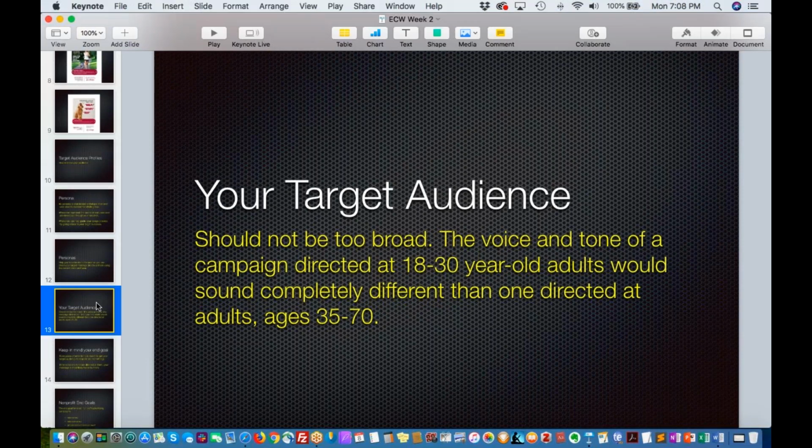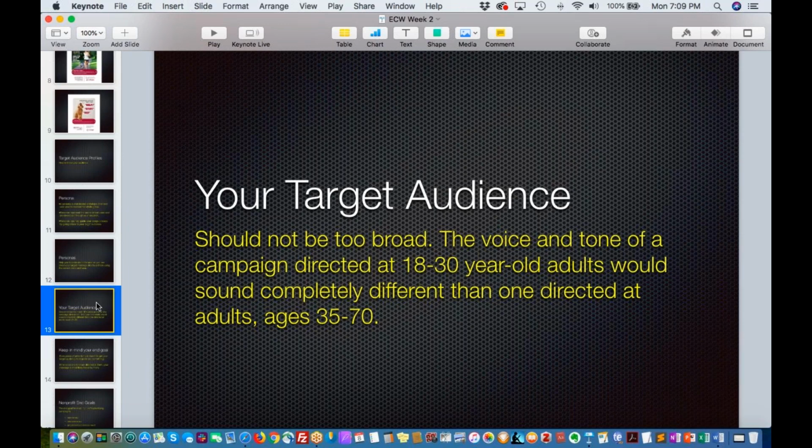So you want to make sure your target audience is not too broad. This is really, really specific. You want to make sure it's not too broad, because if you say all people ages 2 to 95 want to save the puppies, yes, that's probably true, but you can't do one campaign that addresses 2-year-olds in the same way that a campaign would address an 80-year-old. So you have to narrow down your focus.